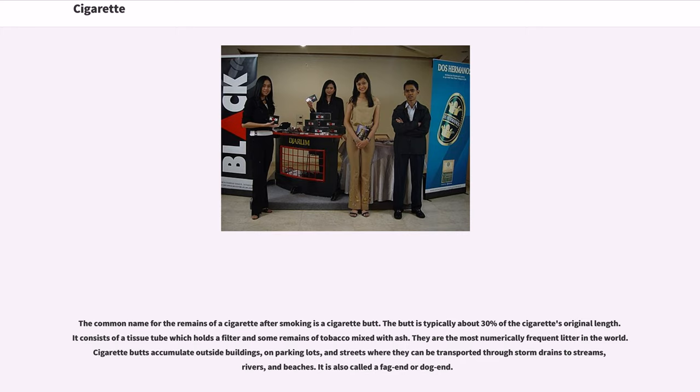The butt is typically about 30% of the cigarette's original length. It consists of a tissue tube which holds a filter and some remains of tobacco mixed with ash. They are the most numerically frequent litter in the world. Cigarette butts accumulate outside buildings, on parking lots, and streets where they can be transported through storm drains to streams, rivers, and beaches. It is also called a fag end or dog end.